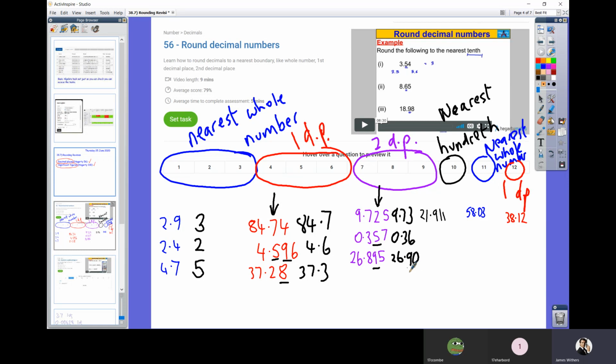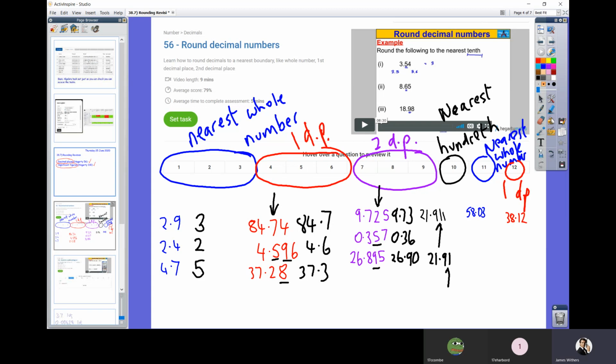Still 2 numbers after the decimal place. Now, this number here, number 10, required us to round to the nearest hundredth, okay? So we've got to get that number there correct. Remember, that's the tenths column, that's the hundredths column, so that's going to be 21.91. So that's the column where you got your hundredths.